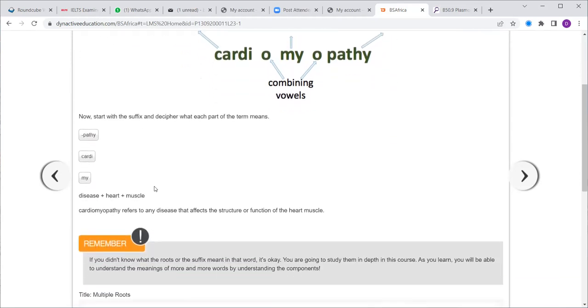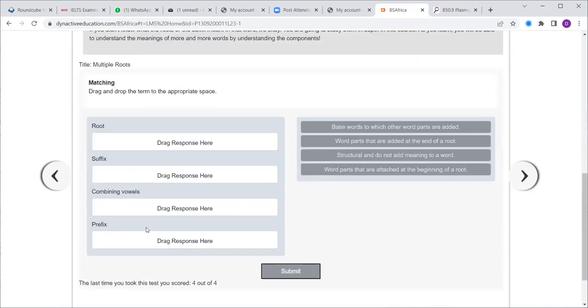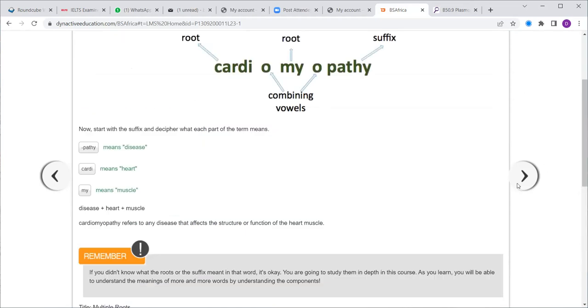You are getting the picture? Yes. So for each word, I explained each of the parts. So pathy means disease, card means heart, myo means muscle. So, disease of the heart muscle. Cardiomyopathy refers to disease that affects the structures or functions of the heart muscle. At the end of each topic like this, you do a quick test to test your knowledge or understanding of what you have learned. And then you go on like that.